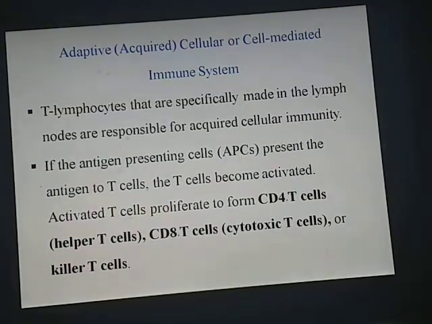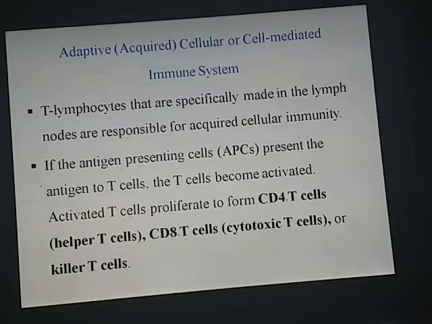Then the adaptive or acquired cell-mediated immune system. T lymphocytes, which are specifically made in lymph nodes, are responsible for acquired cellular immunity. If the antigen presenting cells present the antigen to a T cell, the T cell becomes activated. The activated T cells proliferate to form CD4 T cells, CD8 T cells, or killer T cells.